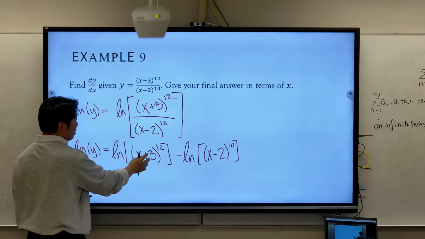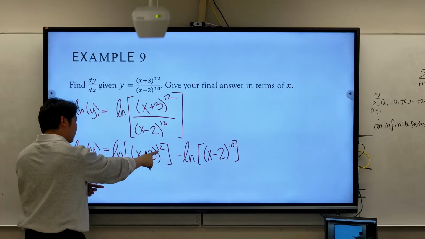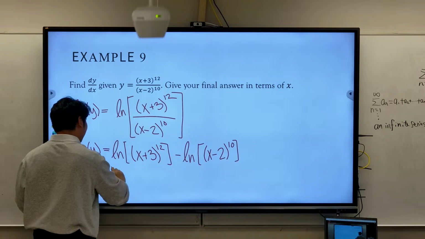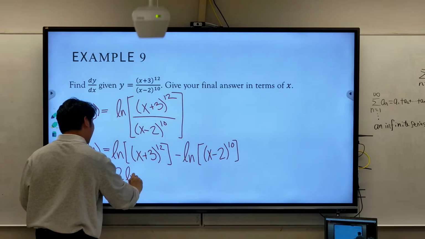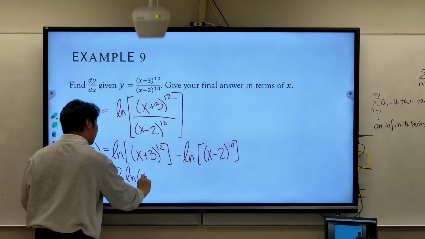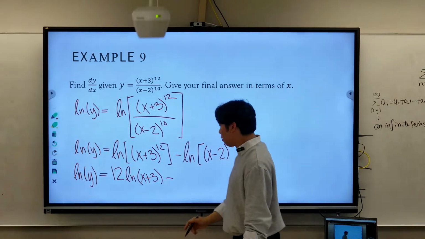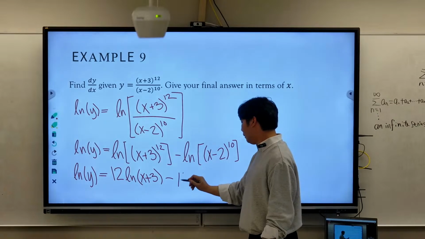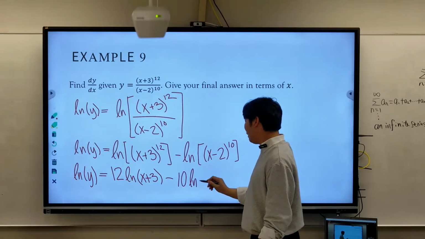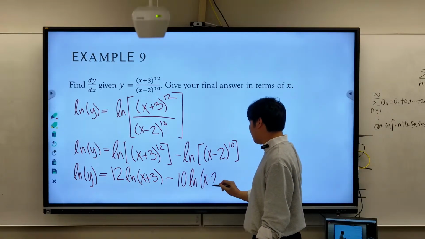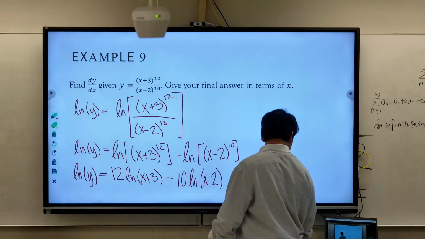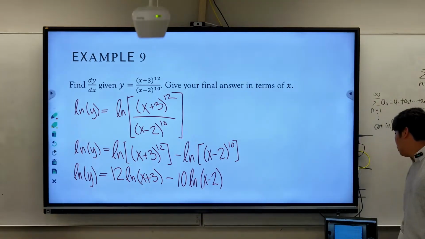Since this is a log of something all to the same power of 12, I can go ahead and bring this 12 to the front. So 12 natural log of x plus 3. Minus, I'm going to do the same thing for the second part. I can bring down the 10. All right, 10 natural log of x minus 2. So I applied the two properties of the logarithms. I haven't even done a derivative yet.